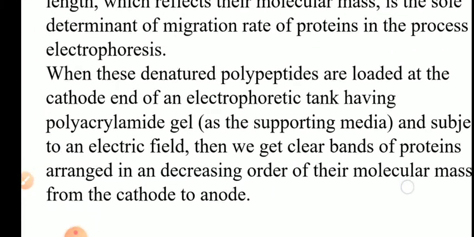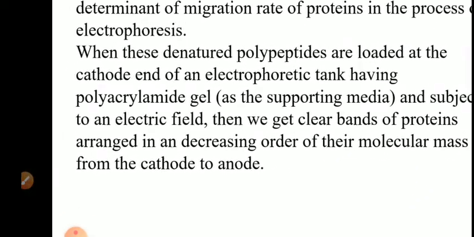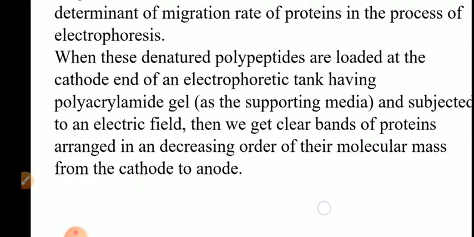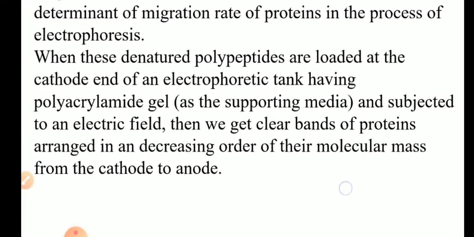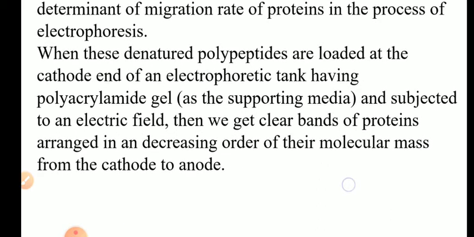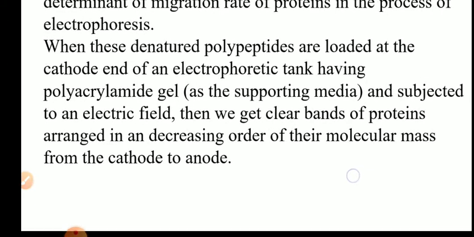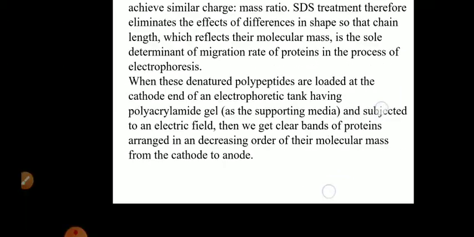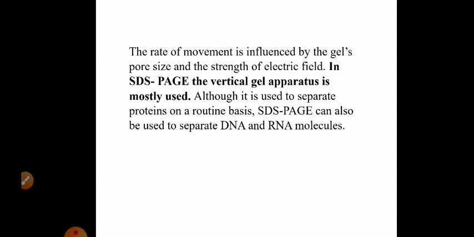When the denatured proteins are loaded at the cathode end, why do we load it at the cathode end? Because it is negatively charged. At the cathode end of the electrophoretic tank having polyacrylamide gel as the supporting media and subjected to an electric field, then we get clear bands of protein arranged in decreasing order of their molecular mass from cathode to anode. Small protein molecules will move faster towards the anode. Large protein molecules will move slower towards the anode. So, from cathode to anode, we get all protein bands arranged.